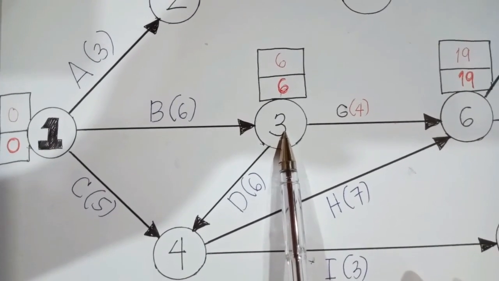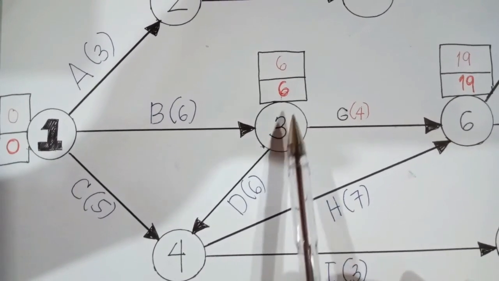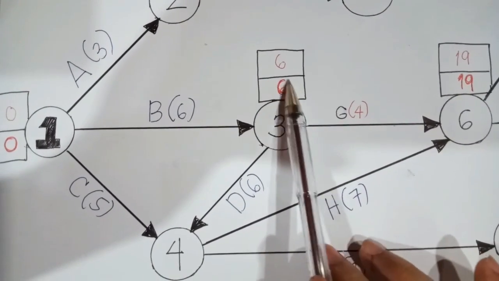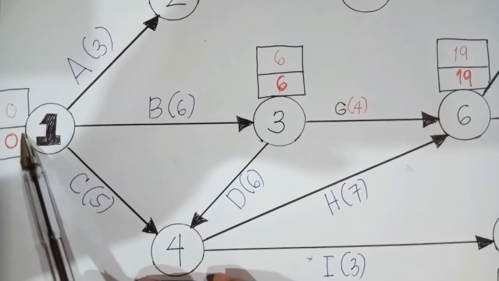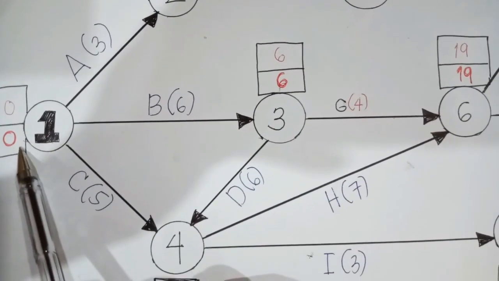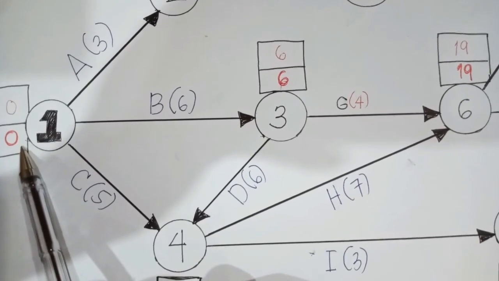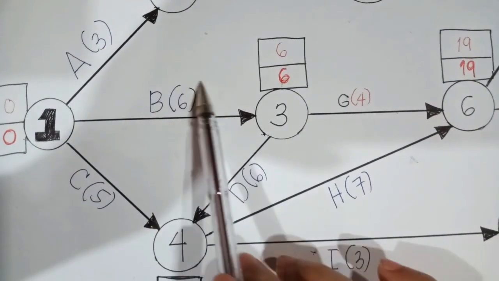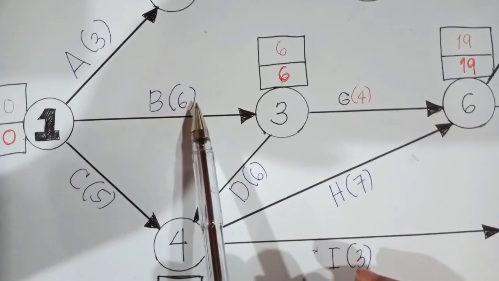So the third condition says that the earliest start time of your ending activity minus the earliest start time of your starting activity, so that would be 6 minus 0, that would be 6. And this should be equal to your duration. In this case, your duration is 6. So 6 is equal to 6.